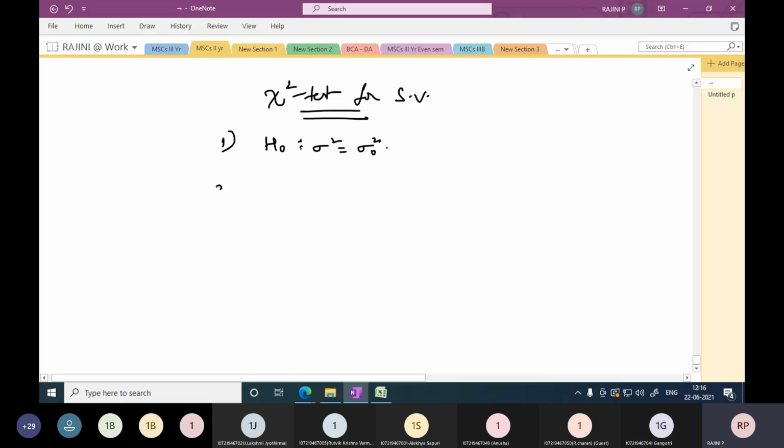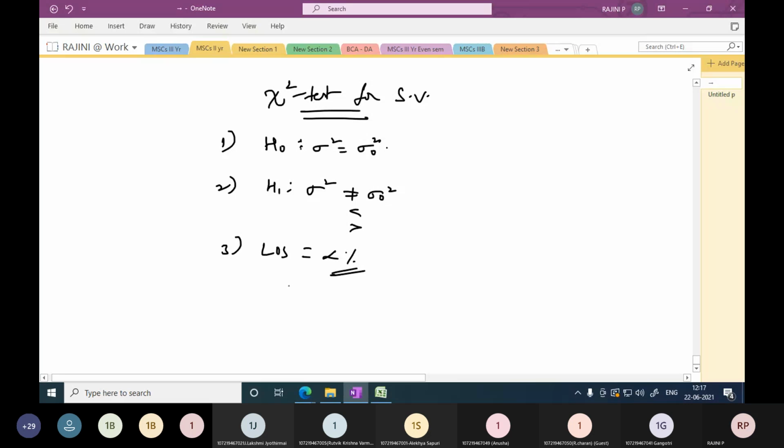Very good. What is step two? Alternative hypothesis. Sigma square greater than sigma naught square, or less than, or not equal. It can be not equal to sigma naught squared, or less than, or greater than. What is the next? Level of significance. What is the level of significance? Alpha, it can be any alpha percent, either 1%, 5% or 10%, right?